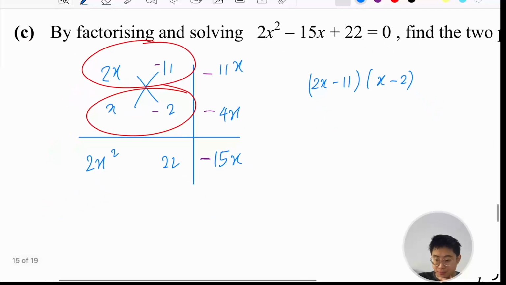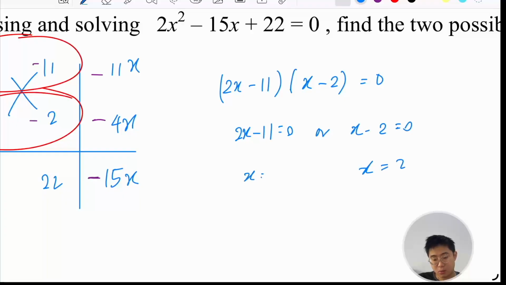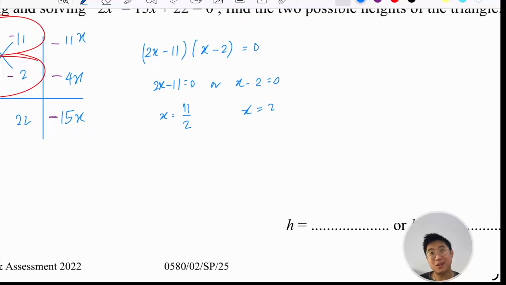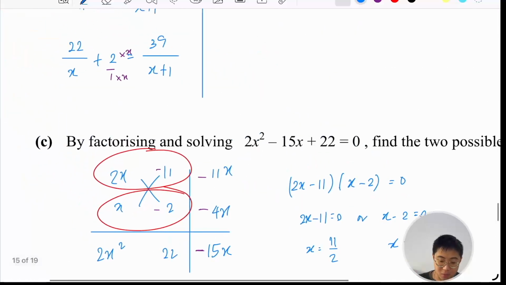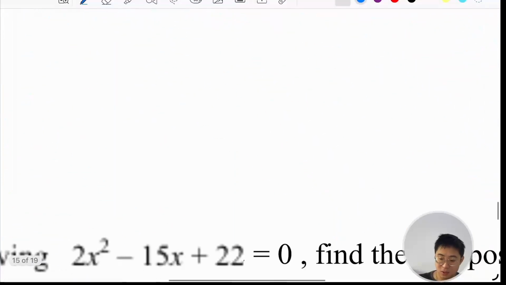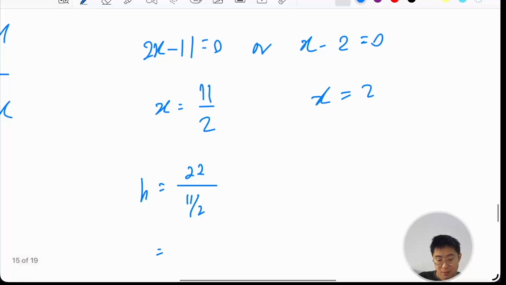Okay. Equals 0. So 2x minus 11 equals 0, or x minus 2 equals 0, x equals 2, x equals 11 over 2. Okay, so those are my two x's. That's not the final answer because they want h, right? So we'll just sub it in the h formula, which we have nicely here waiting for us, 22 over x. So h equals 22 over, your x is 11 over 2. You should have 11. Yeah, 11.